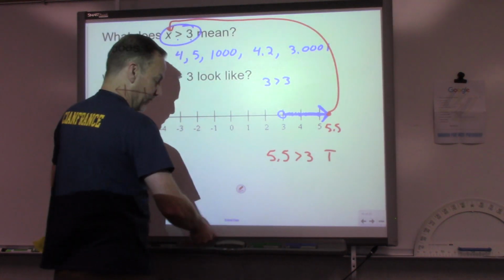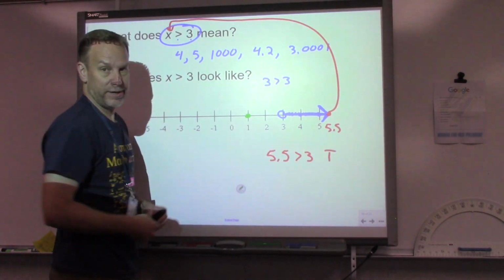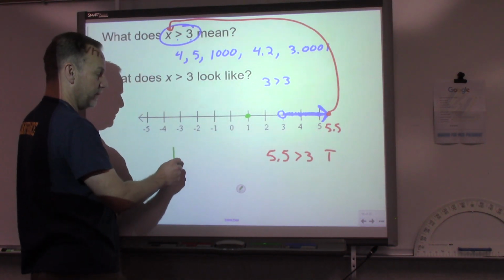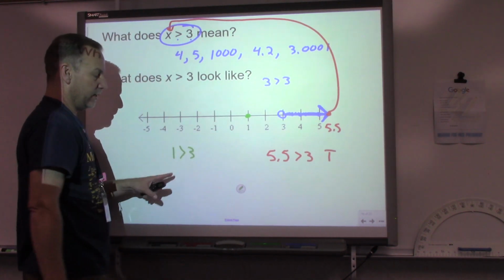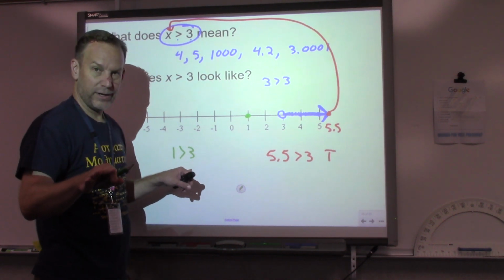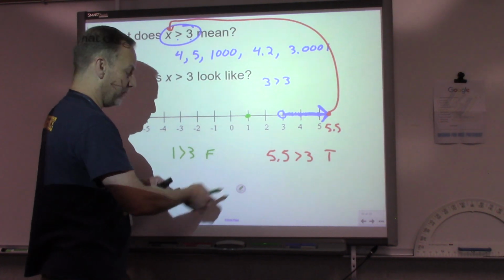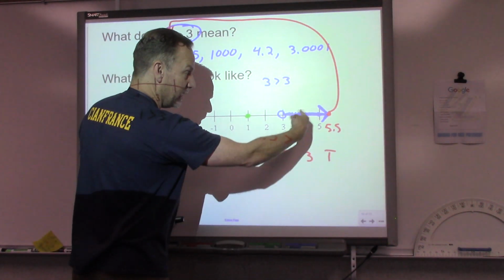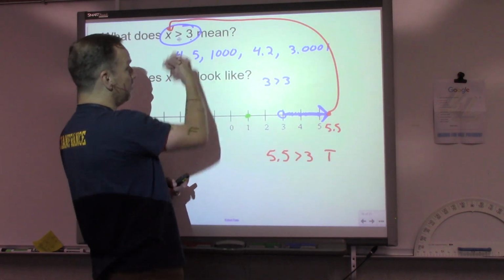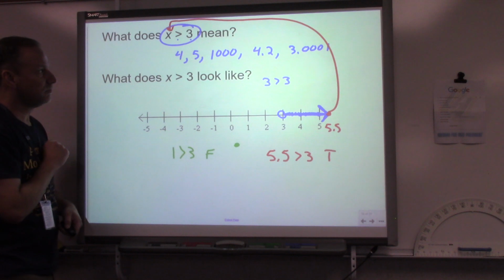Because it's there. If I were to pick something here that's not in the shaded area, you would have the statement 1 is bigger than 3. And I'm pretty sure that if anybody told you that $1 was more than $3, you would tell them that that is not true. That is false. So things that are in the shaded arrow part of it make this true. Things that are not make it false.